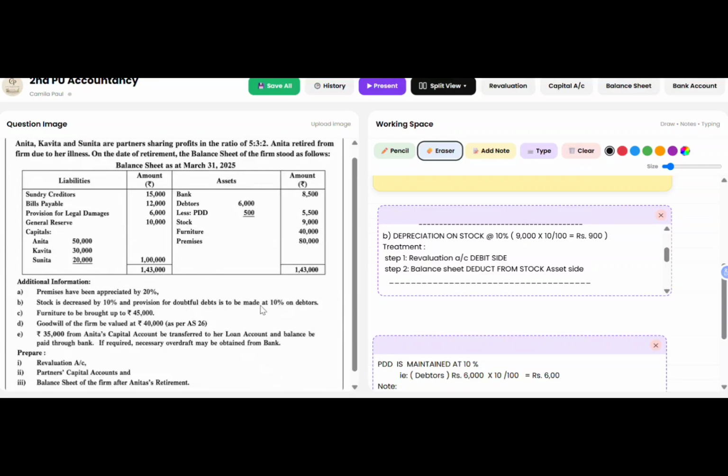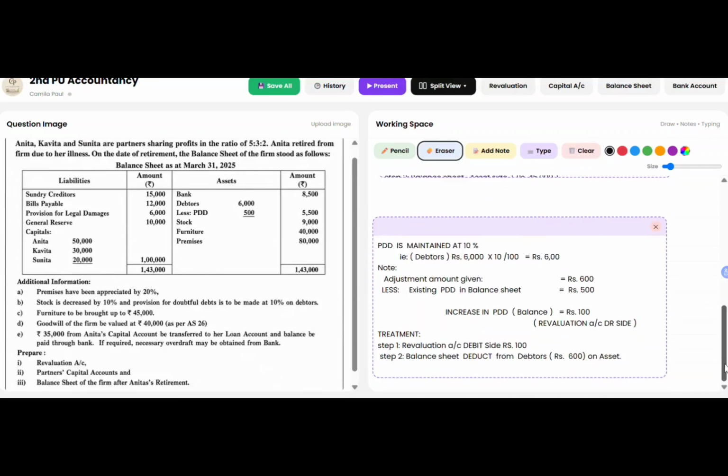Now the next adjustment given in the same section is provision for bad and doubtful debts. The provision for doubtful debts is to be made at 10% on debtors. In this case, how to calculate it? We already have a provision for doubtful debts given in the balance sheet, that is 500 rupees. This is treated as the old PDD. Now the PDD is maintained at 10% on the debtors, which are 6,000. On this we first have to find 10%, which will be 600 rupees. This is treated as the new PDD.